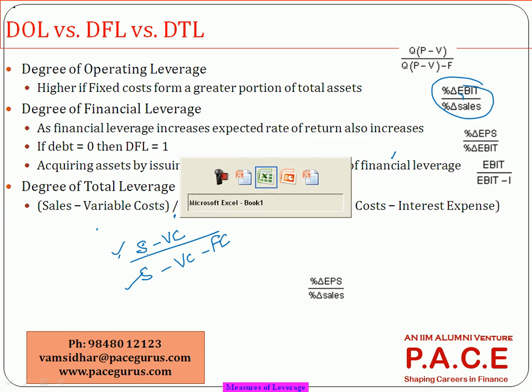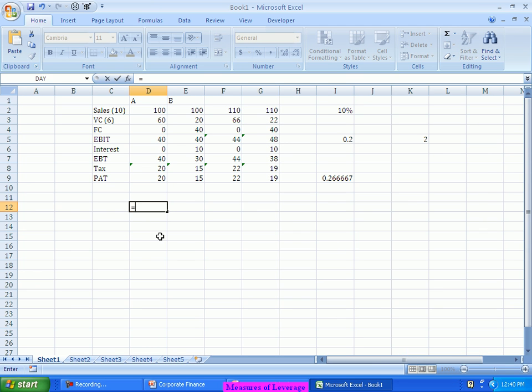So how do I operate it in this case? It is nothing but sales minus the variable costs divided by sales minus variable costs minus fixed costs. This is the degree of operating leverage. In the first case, it is 1 itself, whereas in the second case, it is 2. And that is what we got here also.